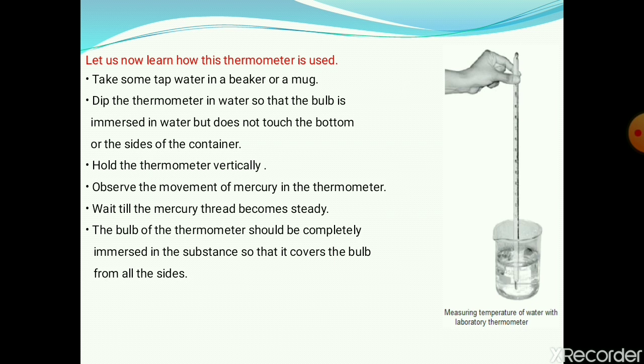Hold the thermometer vertically. Observe the movement of mercury in the thermometer. Wait till the mercury thread becomes steady. The bulb of the thermometer should be completely immersed in the substance so that it covers the bulb from all the sides.